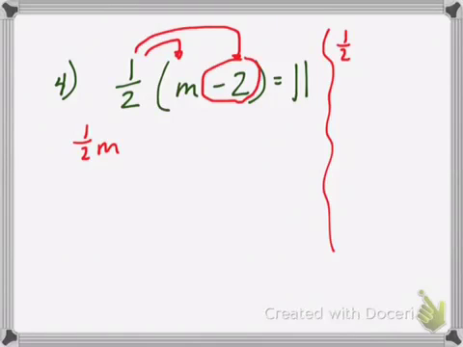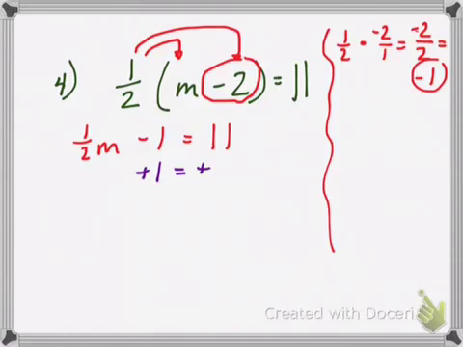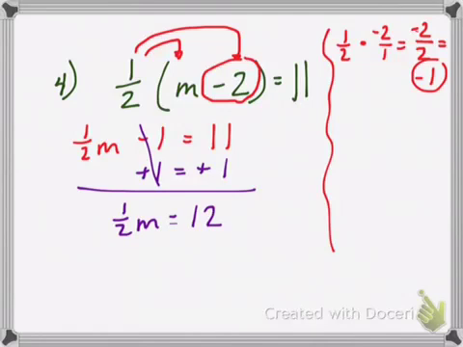So off to the side I do 1/2 times -2 over 1. Then I multiply across. 1 times -2 is -2. And then 2 times 1 I know is 2. -2 over 2 is the same as -1. So I can write minus 1 is equal to 11. So now it's 1/2 m minus 1 equals 11. So I distributed, now I get rid of my constant by adding or subtracting. So to get rid of minus 1, I add 1 to both sides. So then I get 1/2 m equals 11 plus 1 I know is 12.